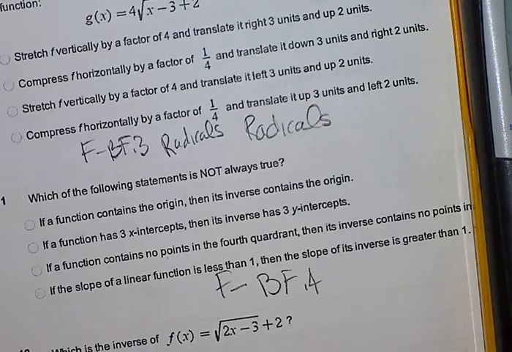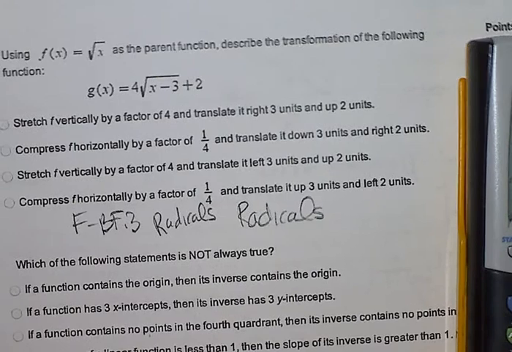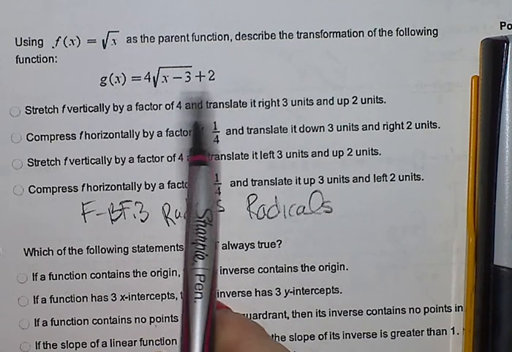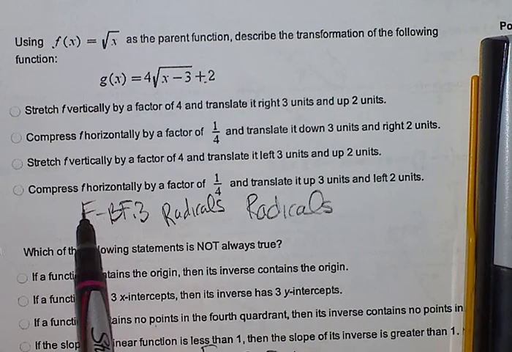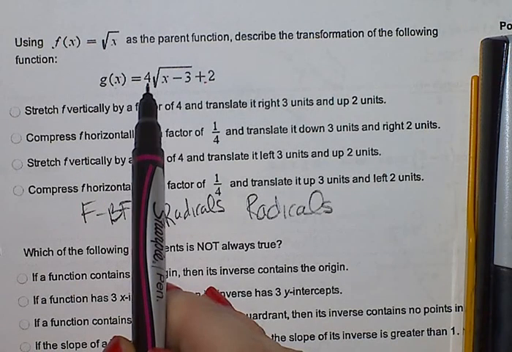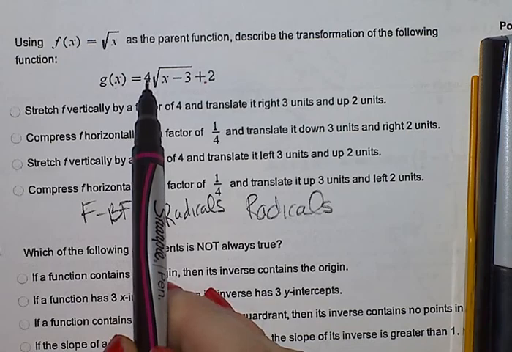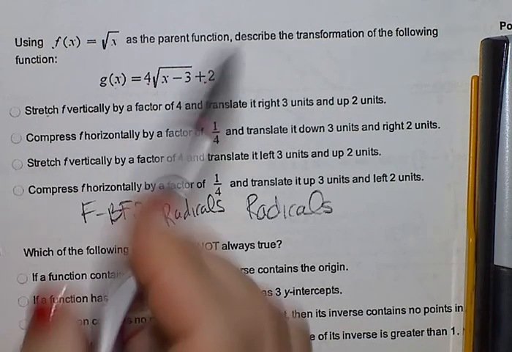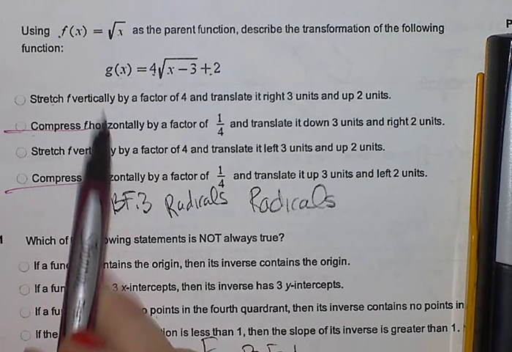Moving on to number 10. We have a parent function of f of x equals the square root of x, and then we're given this transformation. We want to see which one it is. So I can see a number out front, so we are going to vertically stretch by a factor of 4. Let's see what we can eliminate. Vertically stretch, factor of 4. Compress, no. Compress, no. I'm down to 2 options.